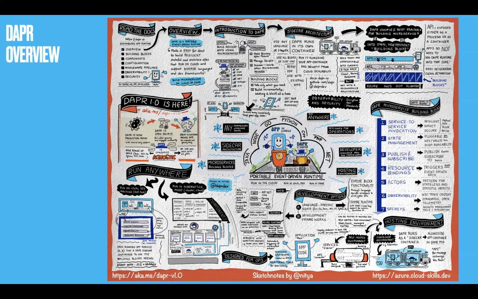Okay, then there is resource binding, which is triggers and event-driven architecture. We also have support for actors and observability. That is, all of the logging of all of these services is taken care of by Dapper. Dapper would be producing these logs, and I can also trace these logs using tools like telemetry. Okay, and it also provides secret management.